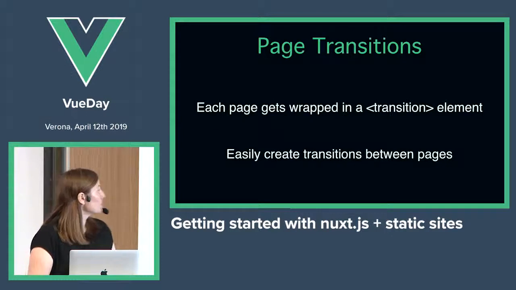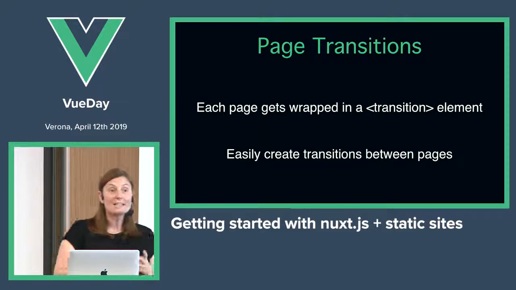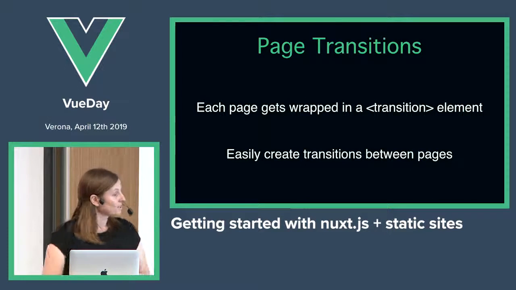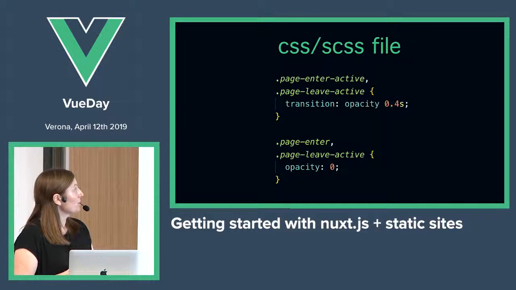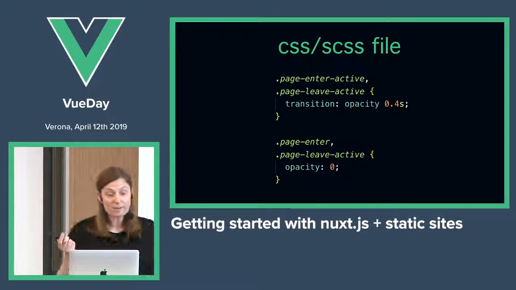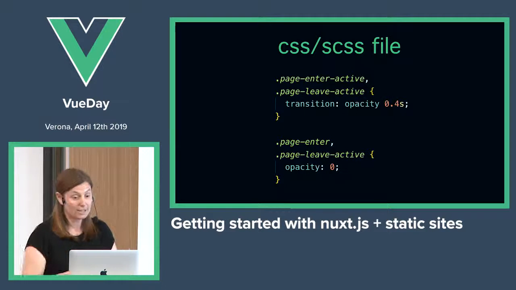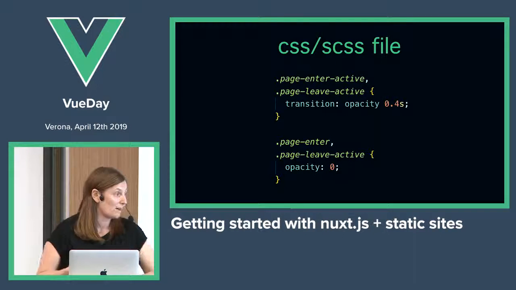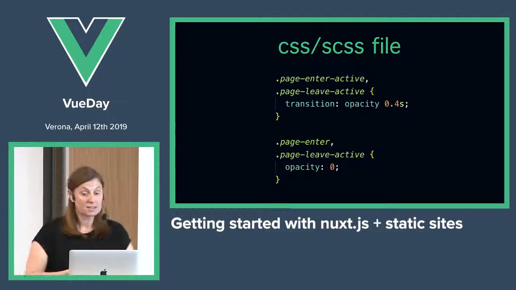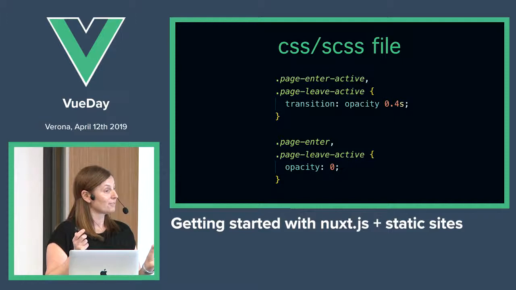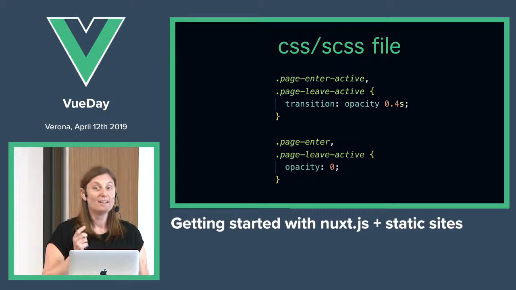Page transitions. So each page gets wrapped in a transition element, and you can easily create transitions between pages, which is really cool. So, for example, all you've got to do is put page-enter-active, page-leave-active, and just put a transition opacity or whatever you want. You can do an animation in there, and then just add this to your CSS file, and you've got automatic page transitions. How cool is that?